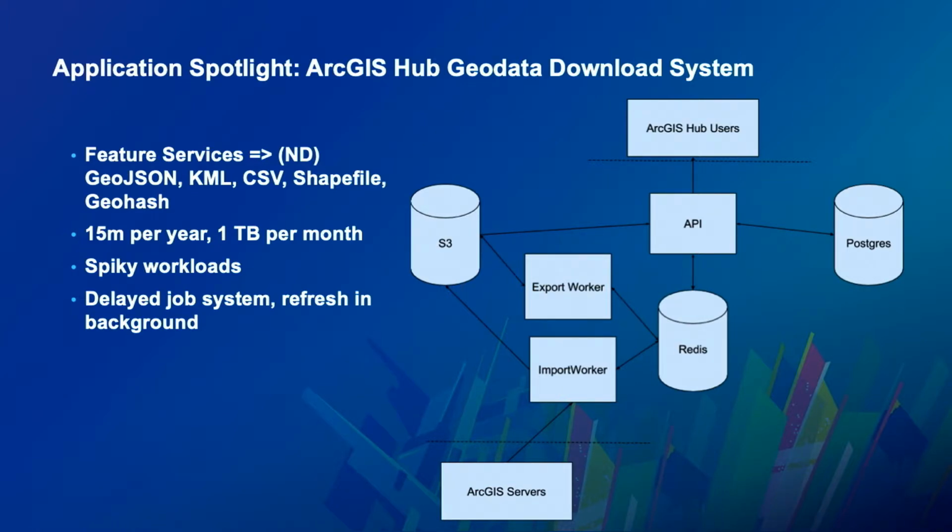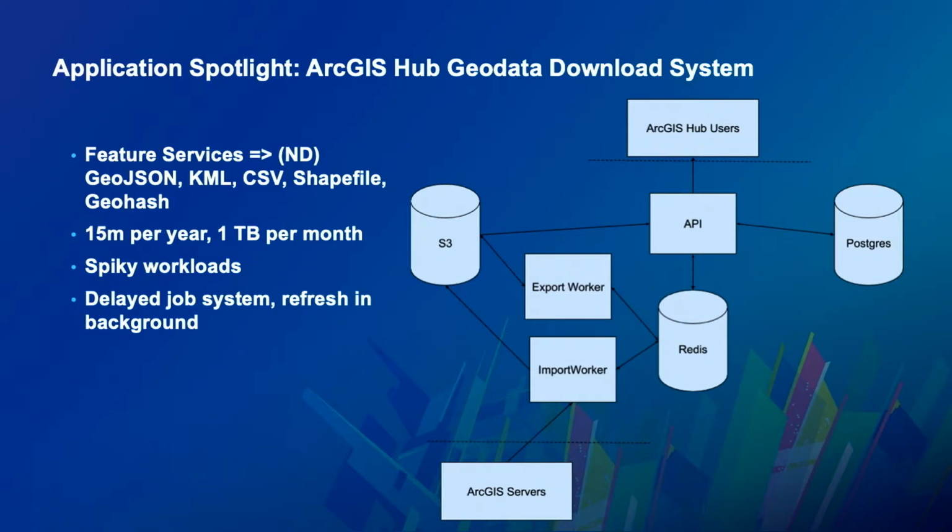We plan to use this for other things like automatically generating vector tiles or being able to search within datasets. But this is our kind of big-time system that's scraping literally hundreds of thousands of GIS servers every day. And these are kind of old stats, but we're actually up to 25 million downloads per year out of this system, and probably well over a terabyte per month. The workloads are really spiky. So it runs on a delayed job system that refreshes data in the background because data changes and needs to be kept up to date.